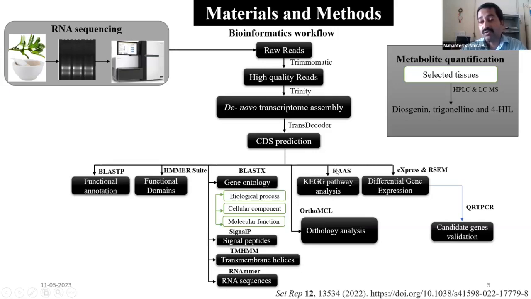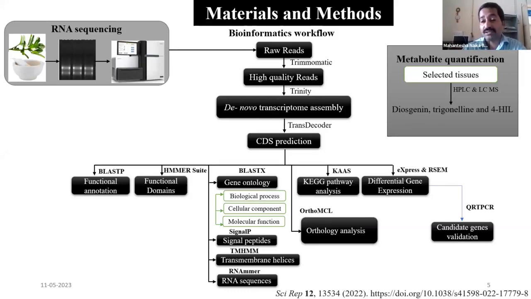In order to look into the very important metabolites with respect to their pathways, KEGG pathway analysis was performed. And again, in order to look into similar genes in other species, using the OrthoMCL tool, orthology analysis was performed. And ultimately, in the tissues, how these genes behave in terms of their upregulation and downregulation. So using the Express and RCM tools, differential gene expression was carried out, and they identified some very promising molecules. Further, they were taken for real-time validation in order to look into the tissue level expression.